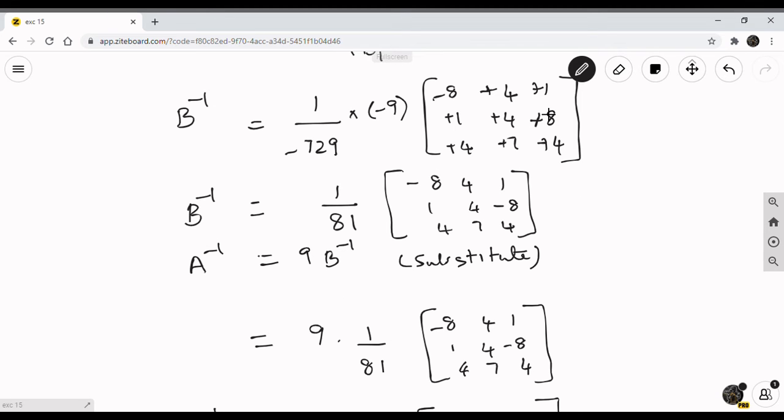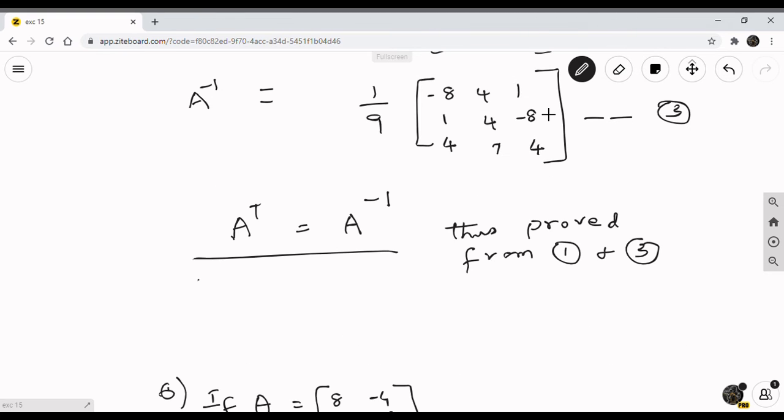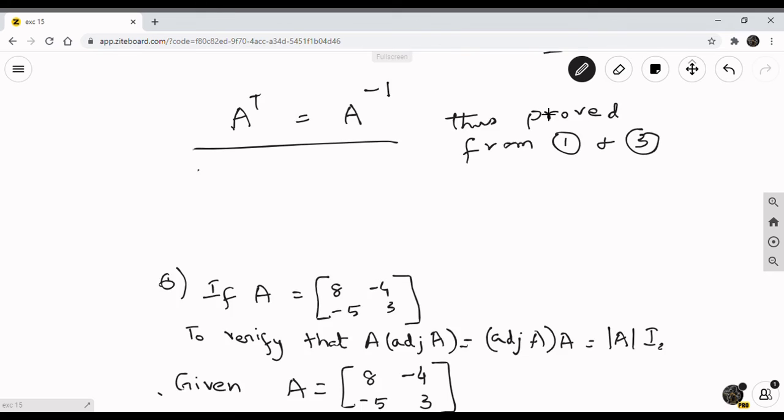Substitute in this. We have already seen A inverse is equal to 9B inverse. Now we have found the answer of B inverse, and it is substituted here. So it is 9 times the B inverse answer. B inverse answer, that is 1 by 81, so 9 is cancelled here, and it is 1 by 9. So this is considered as the third equation. So A transpose is equal to A inverse, thus proved from 1 and 3. In step 1 we proved A transpose, and the same answer we got here for A inverse. So it is proved.